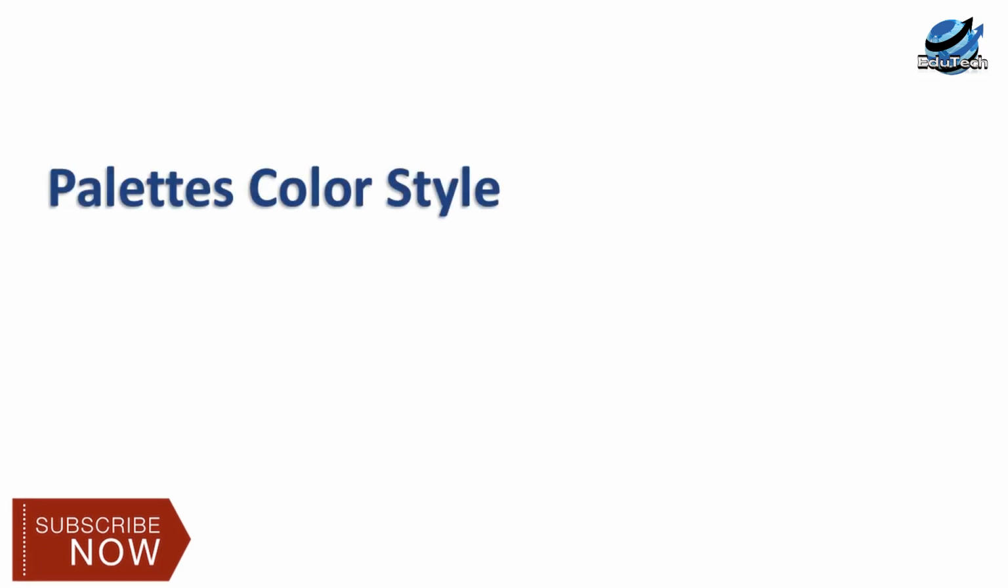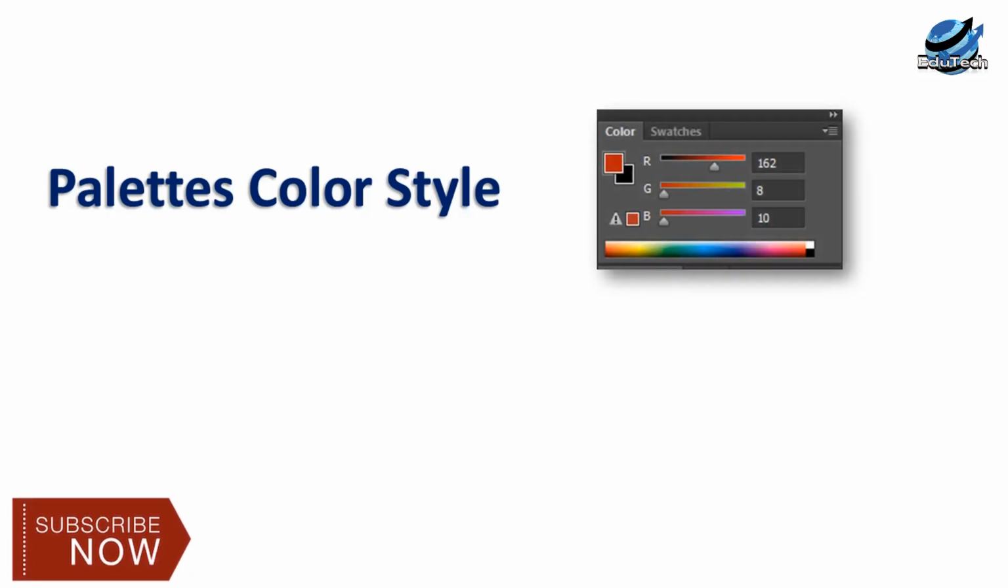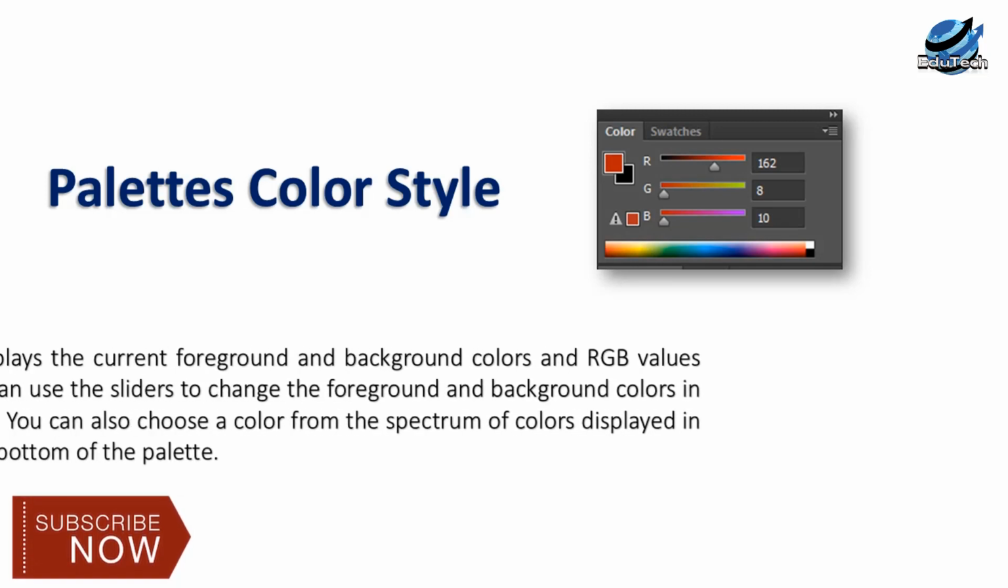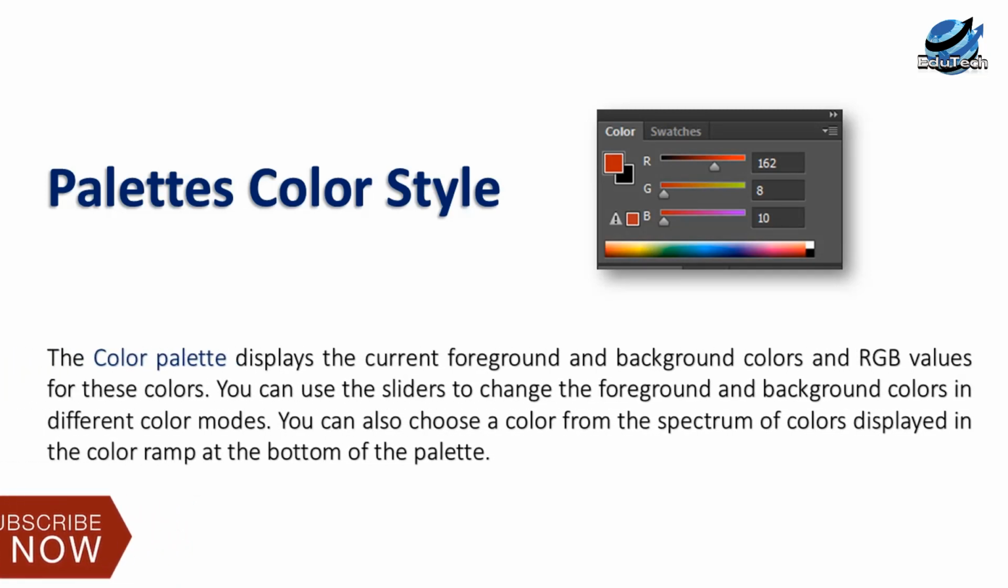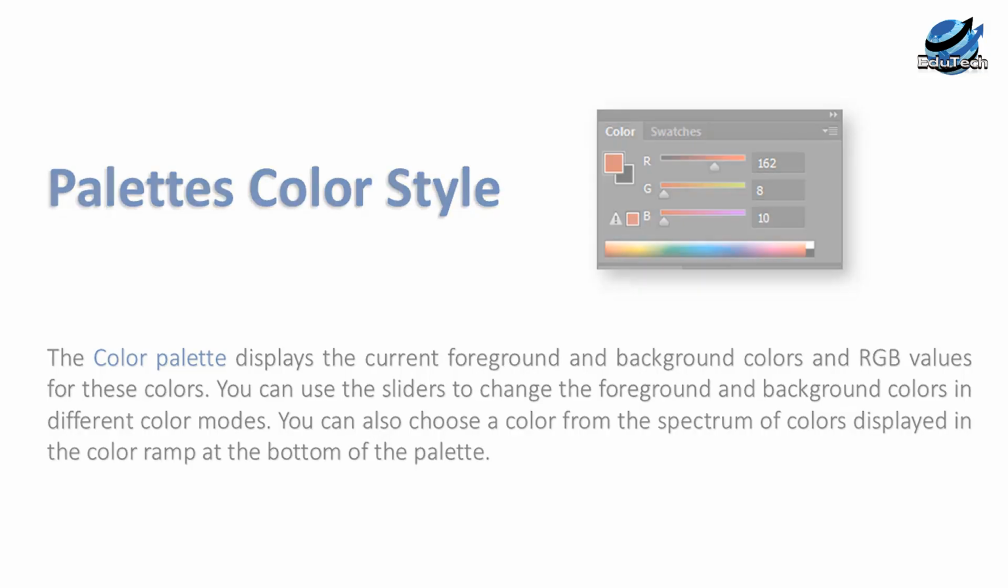Palettes, color style. The color palette displays the current foreground and background colors and RGB values for these colors. You can use the sliders to change the foreground and background colors in different color modes. You can also choose a color from the spectrum of colors displayed in the color ramp at the bottom of the palette.